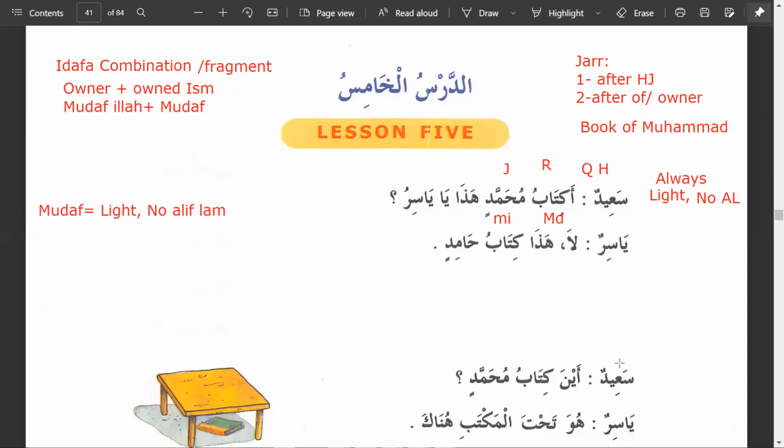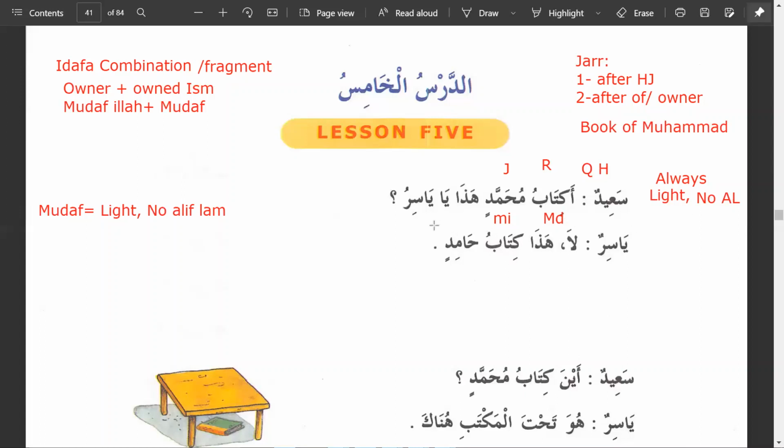Yes, there is an idafa combination in this sentence. What did I tell you? How did I figure out that there is an owner and an owned ism in this sentence? Because Hamidin is jar and it's a name, and there is no harf of jar before it to make it jar. So because the harf of jar is not there, it means that it's the owner, or the word after of. And then kitabu over here is light and there's no alif lam.